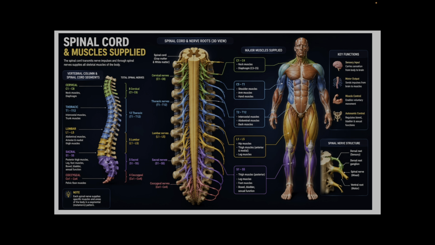And finally, the insert at the bottom right demonstrates the structure of a spinal nerve. It shows the dorsal root carrying sensory fibers, the dorsal root ganglion containing sensory neuron cell bodies, the ventral root carrying motor fibers, and their union to form a mixed spinal nerve. Together these structures ensure efficient communication between the central nervous system and the peripheral tissues.